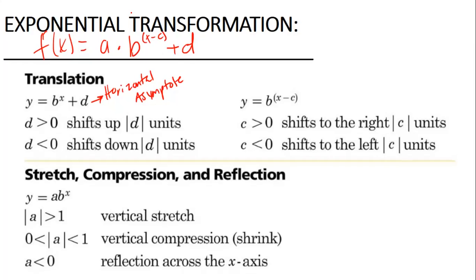It affects our Y. So if D is greater than 0, meaning positive, that means to each Y value we're adding D. If D is less than 0, that means negative, so to each one of our Y values we're subtracting. And when we're referring to the Y values, it's the Y values of the parent function.